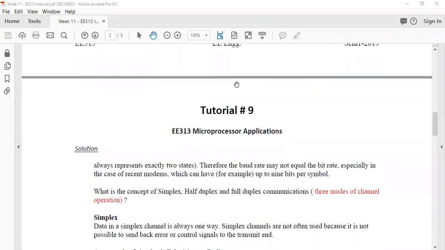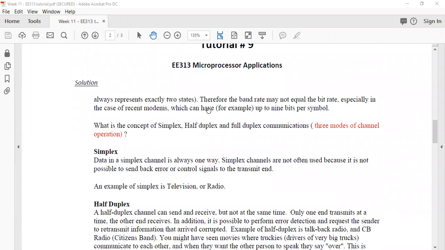You can just go over it. Next is, what is the concept of simplex, half duplex, and full duplex communication, right? These are 3 modes of channel operation. So what are the differences between these 3?